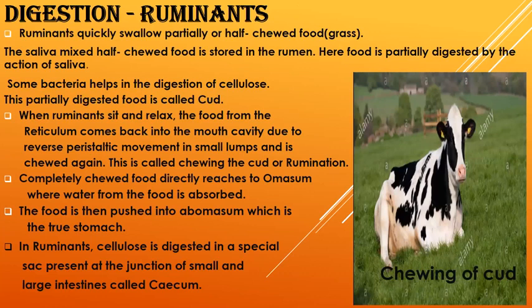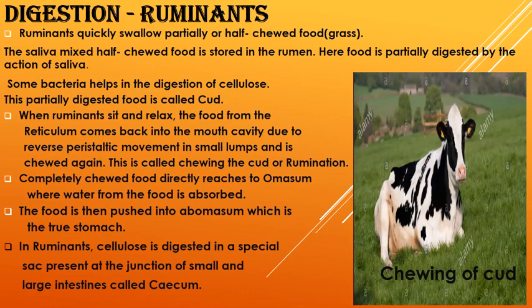Ruminants quickly swallow partially or half-chewed food. The saliva-mixed half-chewed food is stored in the rumen. Here, food is partially digested by the action of saliva. Some bacteria help in the digestion of cellulose. This partially digested food is called cud.